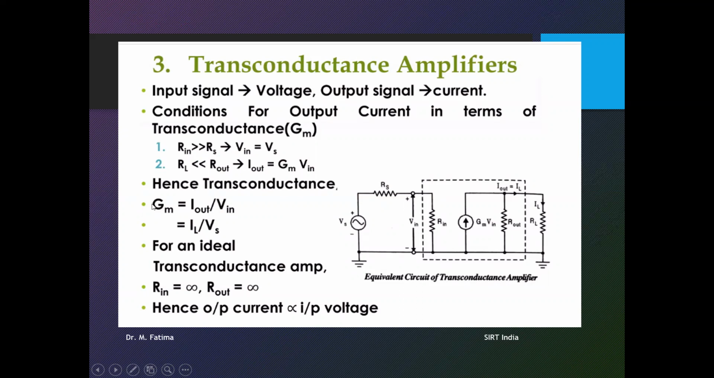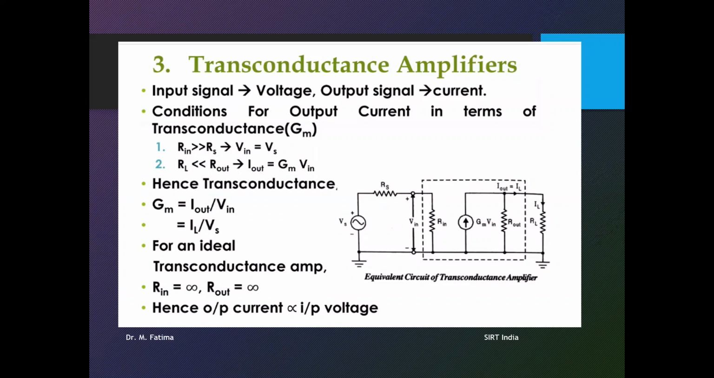So see, the transconductance is denoted by Gm. Let it be equal to this. Gm equals Iout upon Vin. This Iout is the output current and Vin is the input voltage.